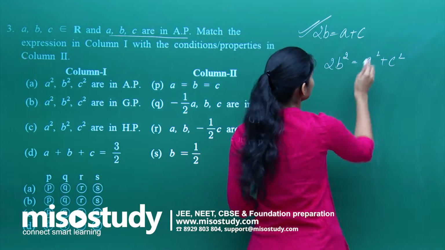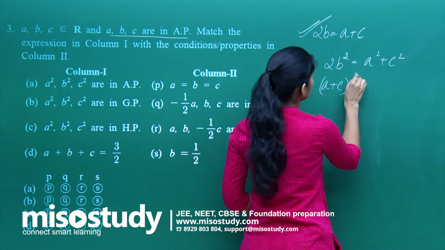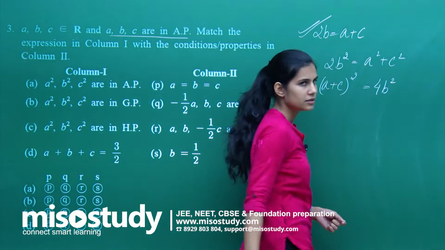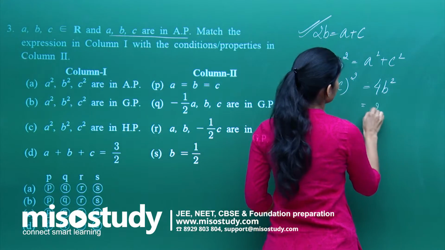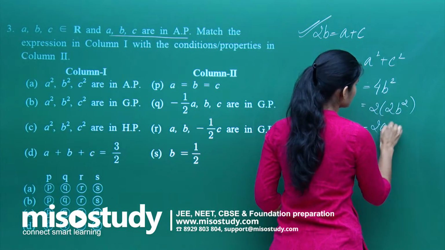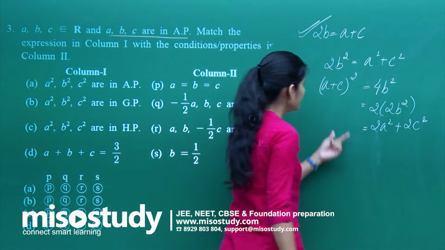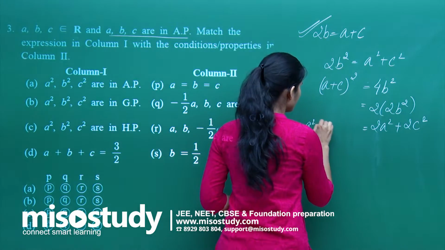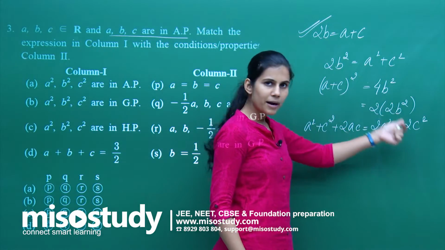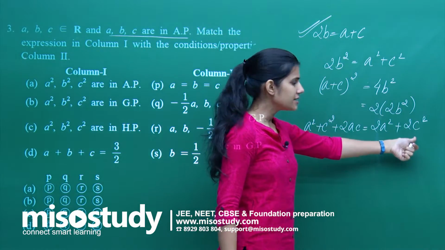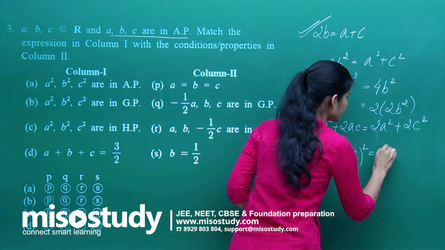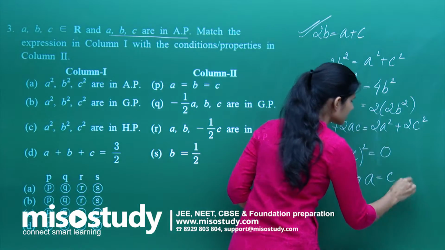Fine. Now a plus c whole square is what? a plus c whole square is (2b) whole square. Right? What is 4b square? It is twice of 2b square. But 2b square is a square plus c square. So this is 2a square plus 2c square. This is a plus c whole square, which is a square plus c square plus twice of ac. Now 2a square minus a square is a square, 2c square minus c square is c square, minus 2ac gives you (a minus c) whole square is 0, which means a equals c.